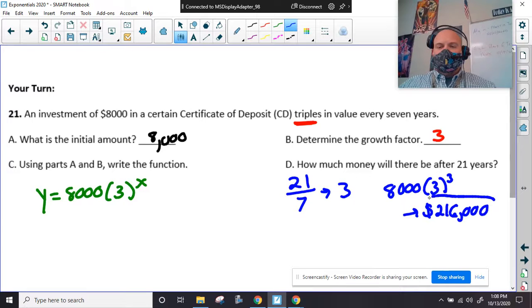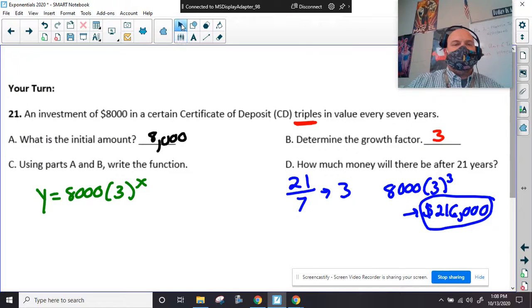So after 21 years, you have $216,000. Now, that seems like a really good idea, doesn't it?